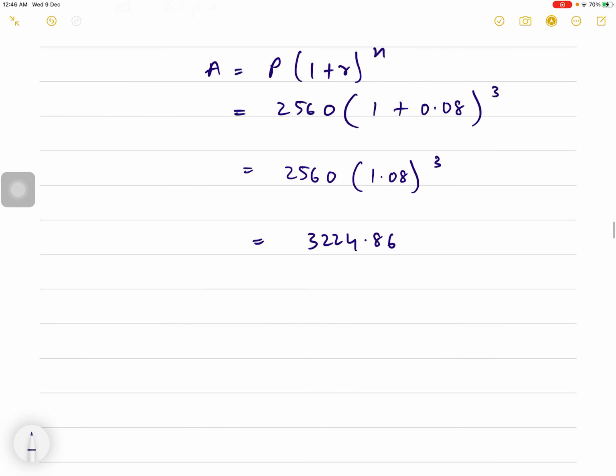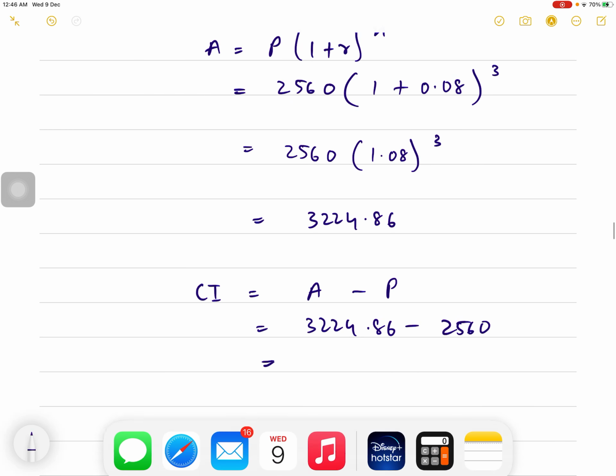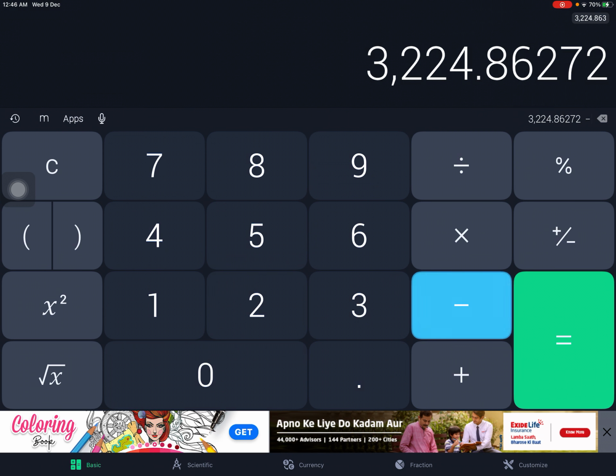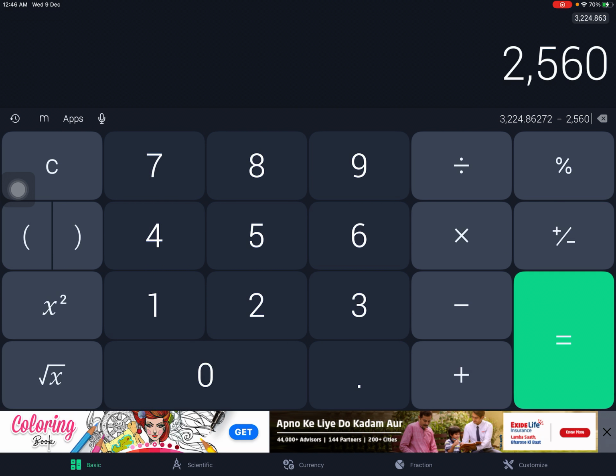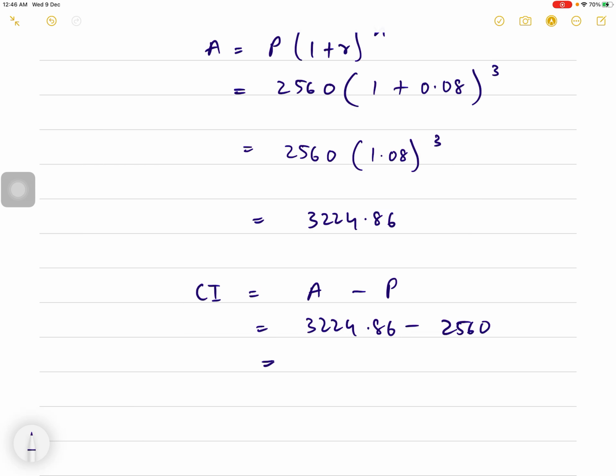So this is the amount, but you are supposed to find compound interest. Compound interest is equal to amount minus principal. Amount is 3224.86 minus principal, which is 2560. Subtract the principal. It comes to 664.86.